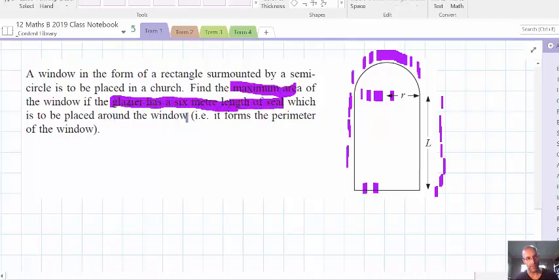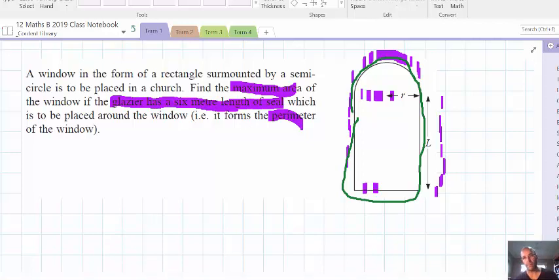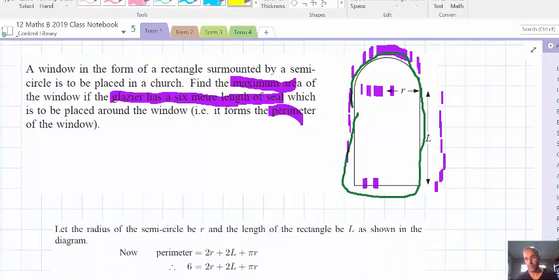And we've got to find the maximum area of the window if the glazier has a 6 meter length of seal, which is to be placed around, so i.e. it forms the perimeter, and we're going to assume that we don't have any left over, we've got enough. Okay, so we've got 6 meters, and how big can we make the area and stick to the 6.